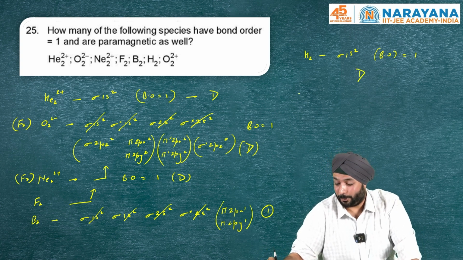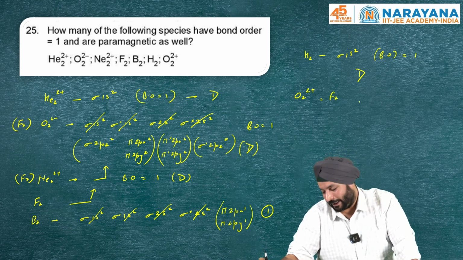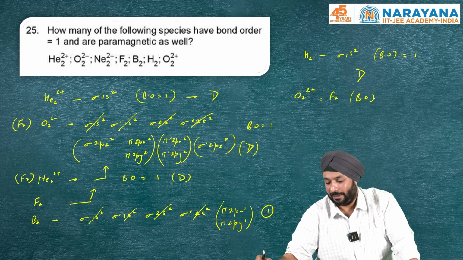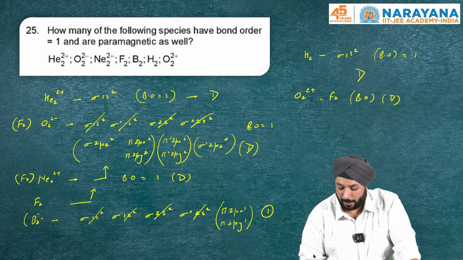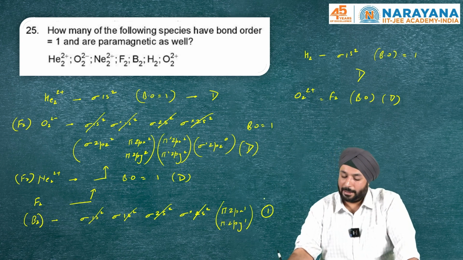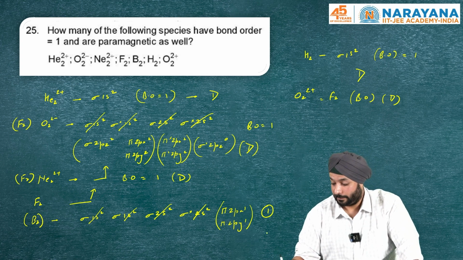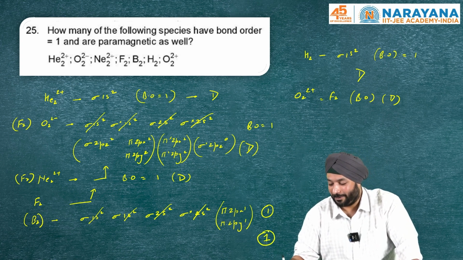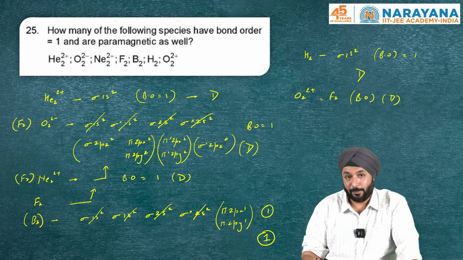Then you have O2 plus, which is same as fluorine. We have done bond order 1. Yeah, it is diamagnetic. So I'm getting only boron as paramagnetic and has only one bond order. So answer is 1, and that too boron, B2. Hopefully you understood this, right? We'll move ahead.